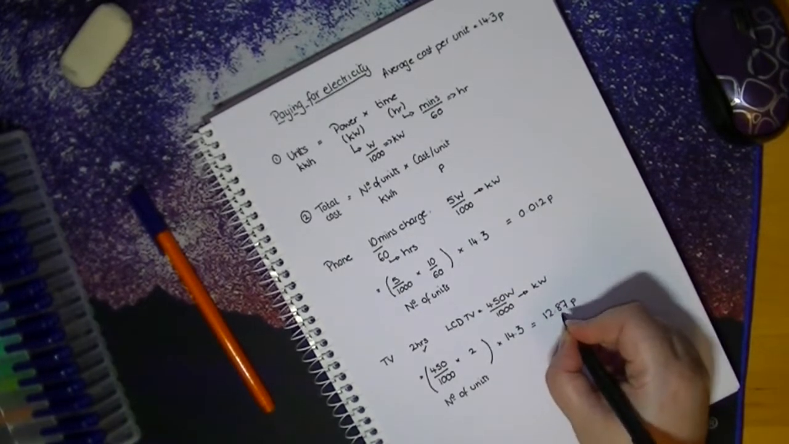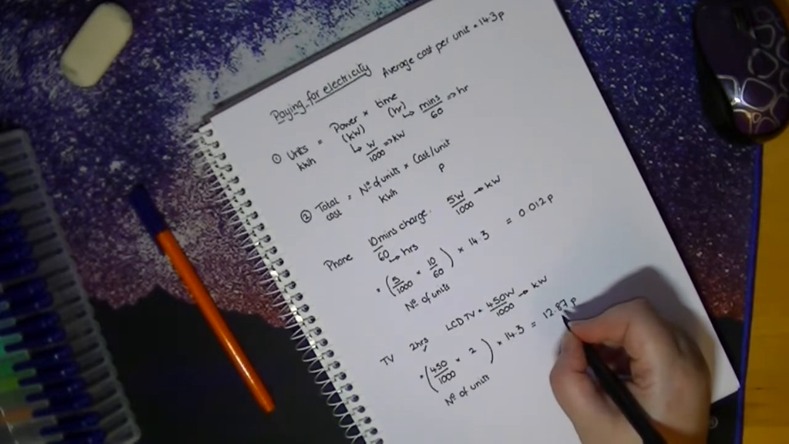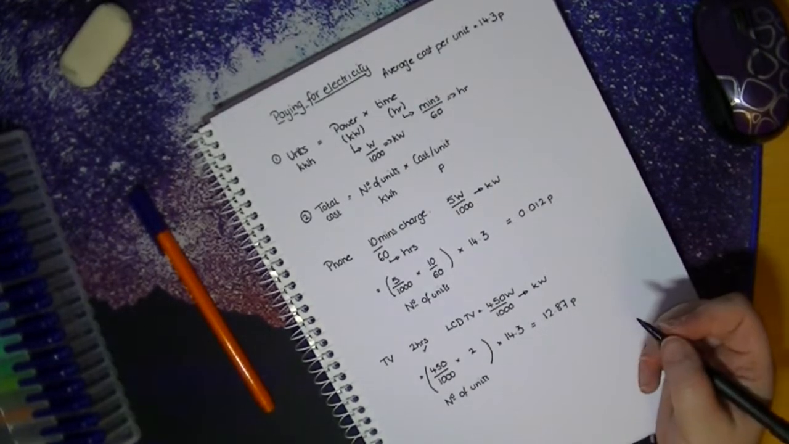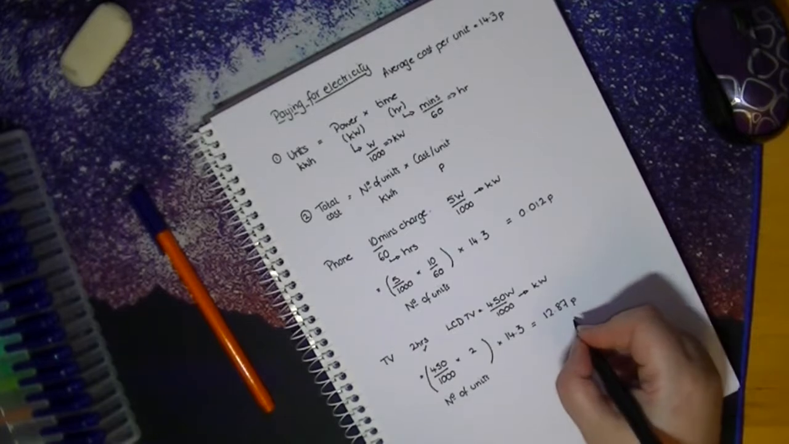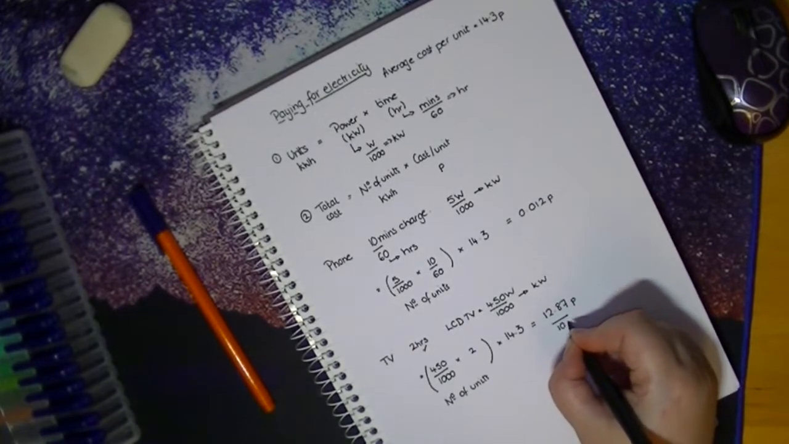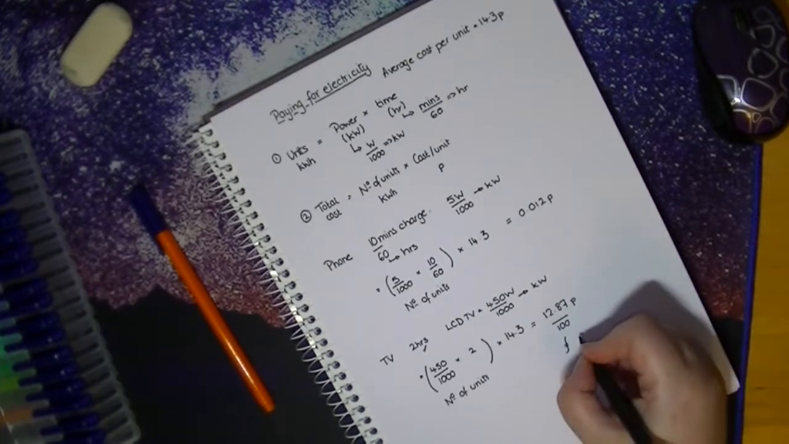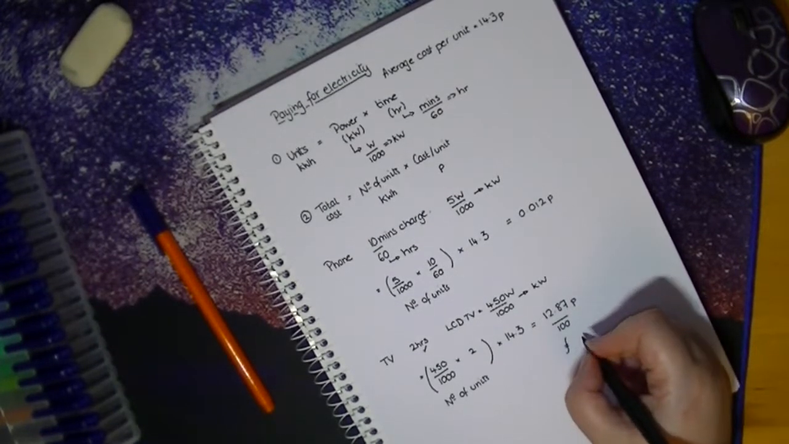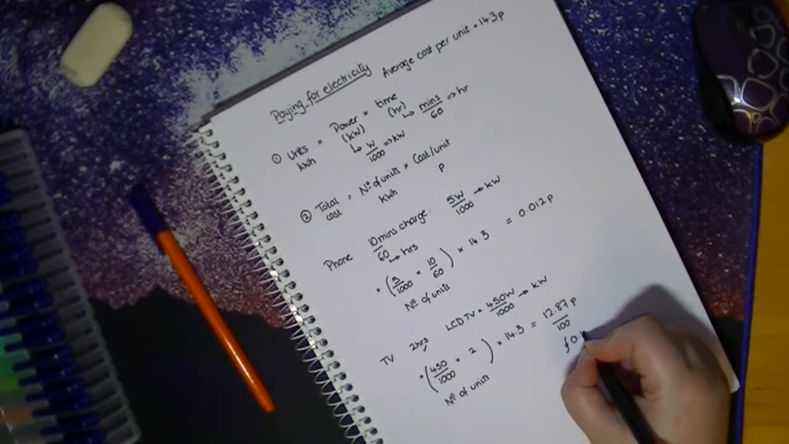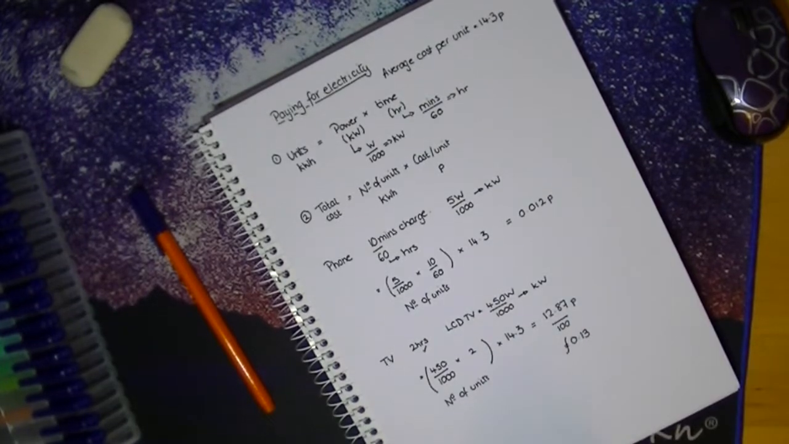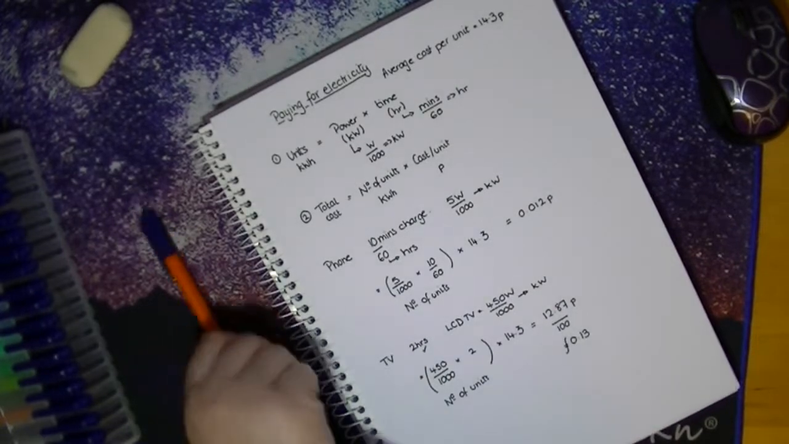One decimal place, 12.9p. But frequently they ask for this in pounds, so if I'm going from pence to pounds, I divide by 100. That means that my cost in pounds for my 2 hours of TV watching is 13 pence, 0.13 pounds. So what are the important things for me to remember?